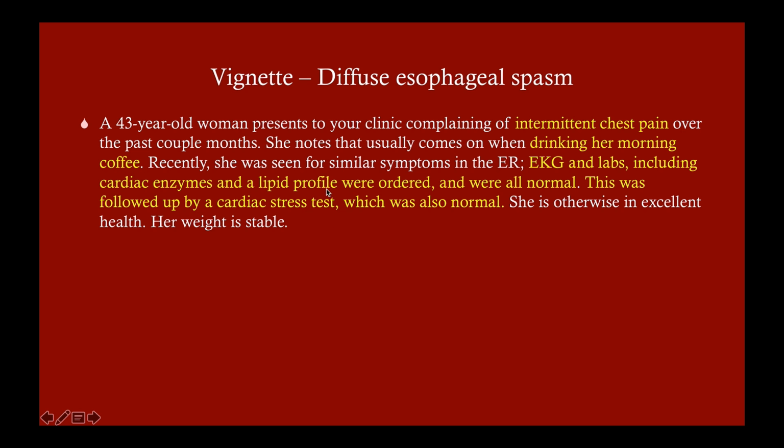So look for that in the history. And then obviously, especially if you're taking Step 3, even if it looks like diffuse esophageal spasm, if a patient's coming in with chest pain, the number one thing you're always going to do is a cardiac workup. So just make sure that that's been done.